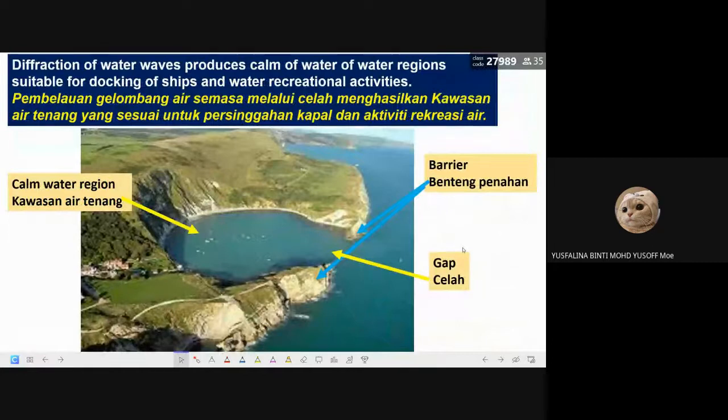Okay, so the next one, the diffraction of water wave produces calm water regions suitable for docking of ships and also for water recreational activities. So here, this is the gap and this is the barrier. When the water wave travels through the barrier here, the energy will be spread out, the wave will be spread out. So then the amplitude will be decreased. So here at this part, the water is more calm.